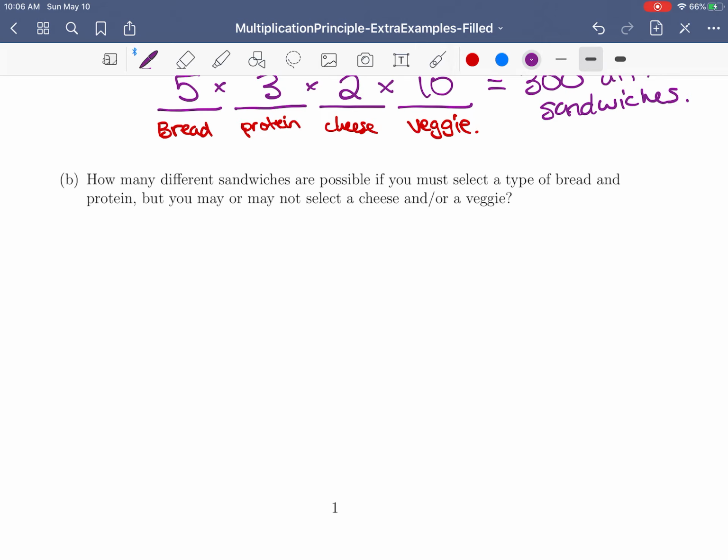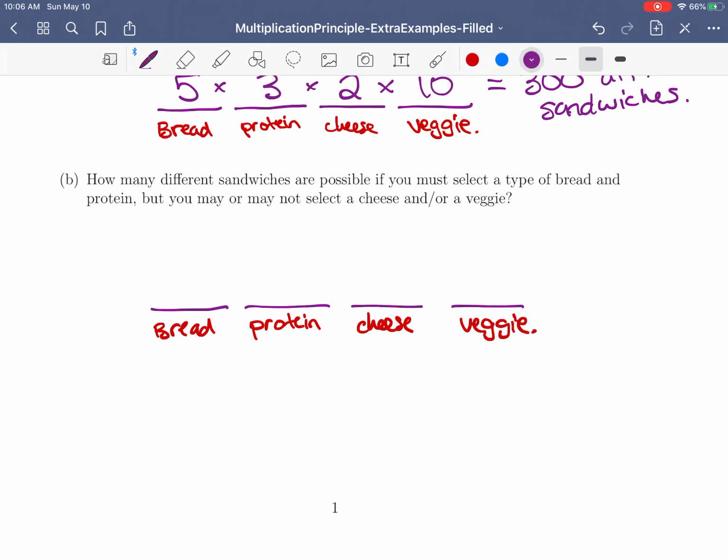So what if we try to do the same? So we have a bread, a protein, a cheese, and a veggie. Again, because we could technically pick all of these things. Okay, now, when we make our bread selection, we have to pick a bread. So we have 5 options. When we pick a protein, again, we have to pick a protein. So we're going to have 3 options, like we did above.